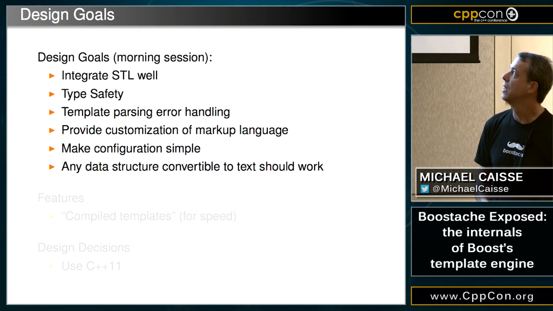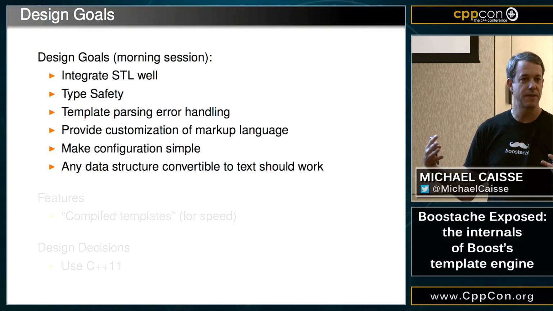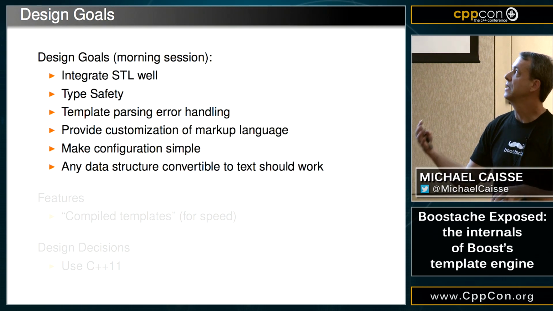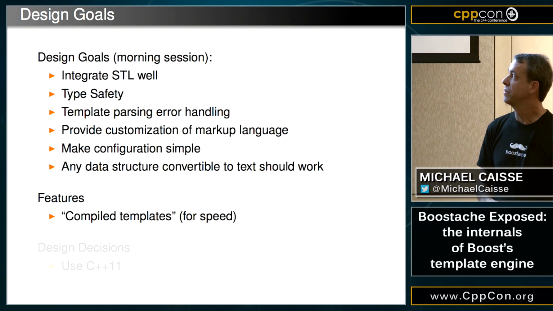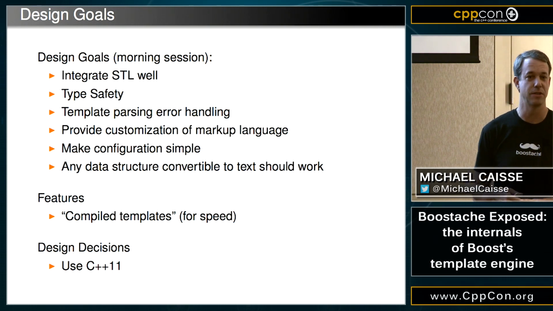These were the design goals. To integrate with the STL easily. Type safety. Template parser error handling. Provide customization of markup languages. Make configuration simple. Any data structure convertible to text should work. Some of the features: compiled templates for speed was a feature request. And there was a design decision early on to use C++11.